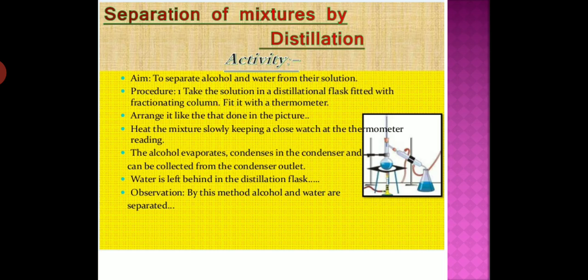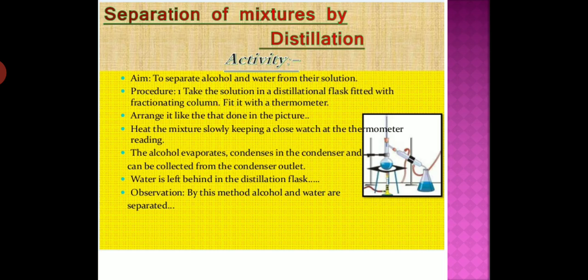Now you can see this picture. Arrange it as done in the picture. Heat the mixture slowly, keeping a close watch on the thermometer reading. Now what will happen? When we heat the mixture, the alcohol evaporates, and there is a condenser. The vapor goes into the condenser, is condensed, and can be collected from the condenser outlet. There is a Liebig condenser. This is also a distillation process in your NCERT book.